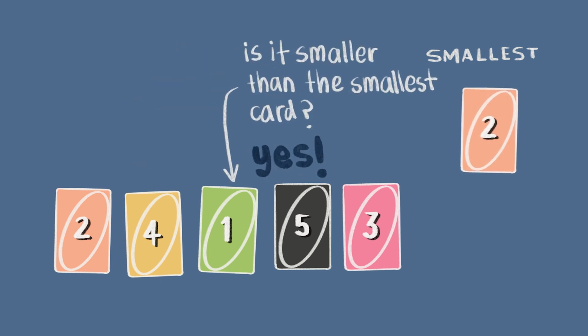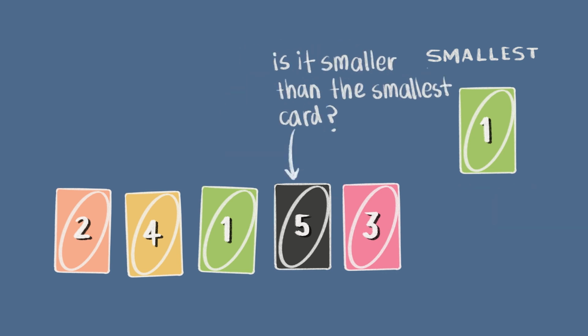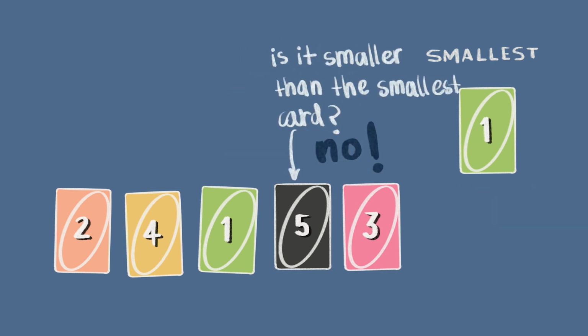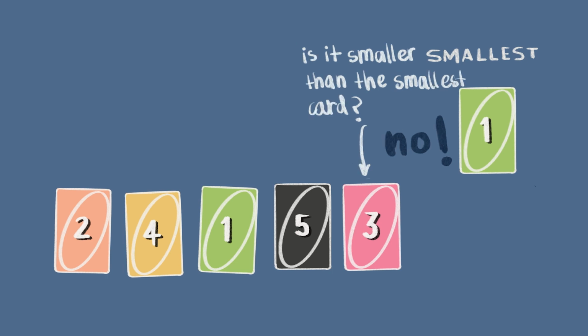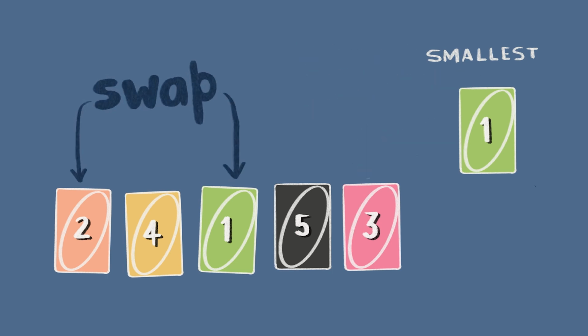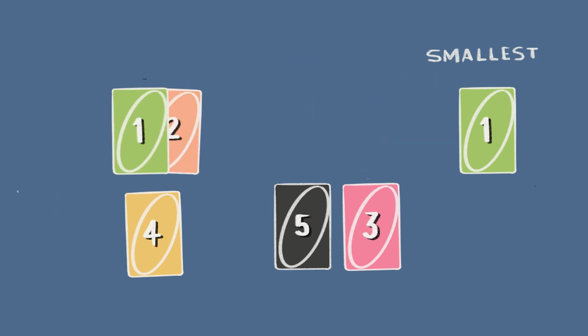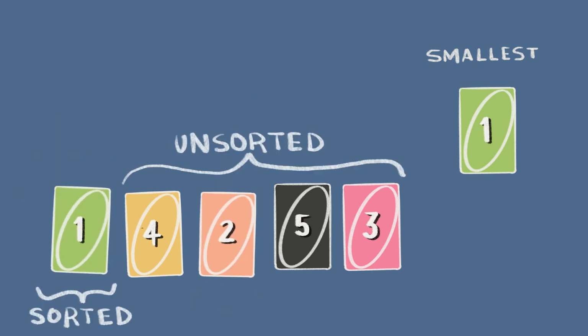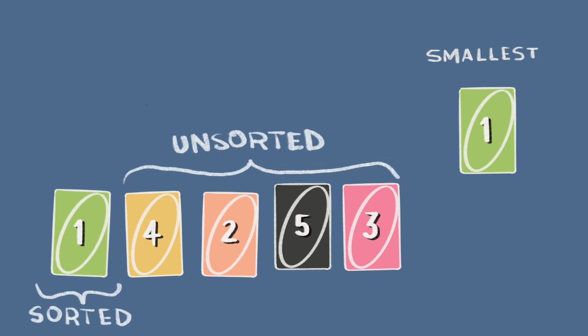When we find a card smaller than the smallest card currently known to us, then we update the smallest card to be this new card. We place this card at the first position because all the cards in the unsorted pile are greater than this card. Now, this card forms a sorted list. Right now, there's just one card in the sorted list, but as we progress through the algorithm, the sorted list grows while the unsorted list shrinks.